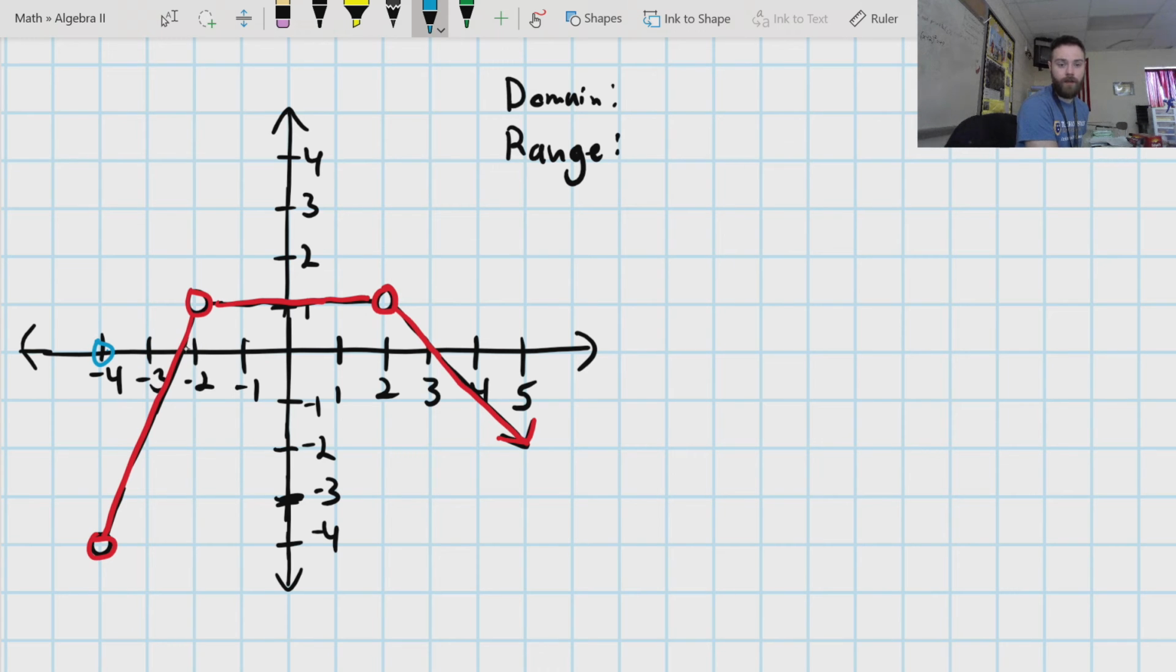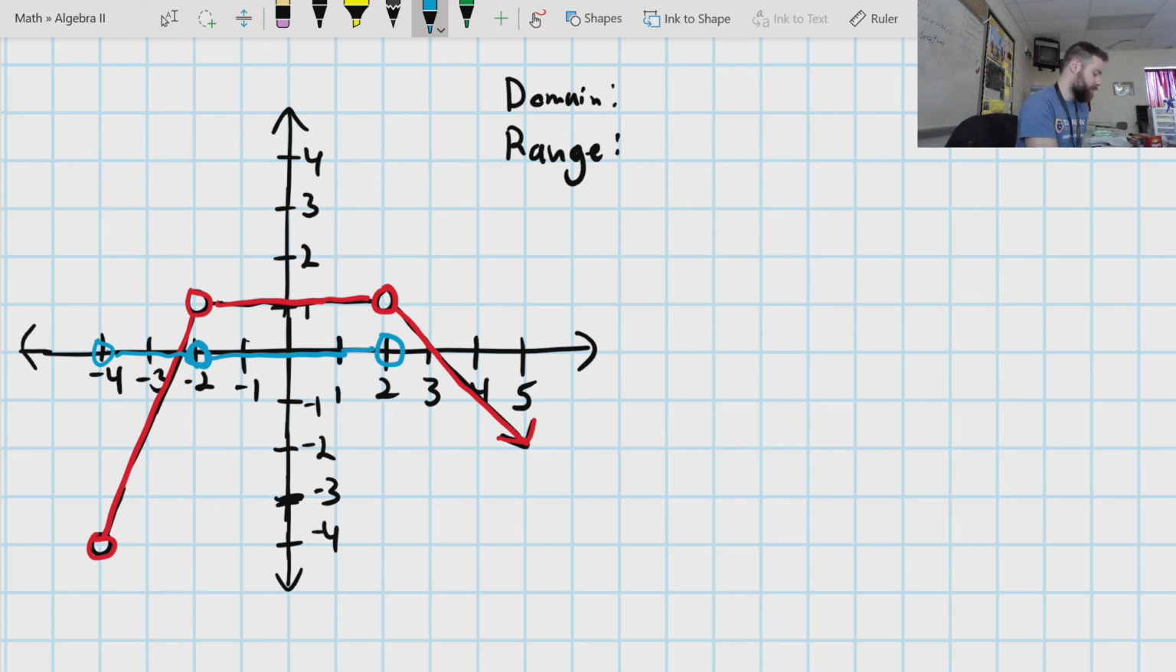And if you take a look here, there's a break in the graph. There's an open circle here. And so if I take a look up here, there's no point. So that is not in the domain. So -2 is not in the domain, and -4 is not in the domain. And then also, over here, I've got another one. So 2 is also not in the domain.